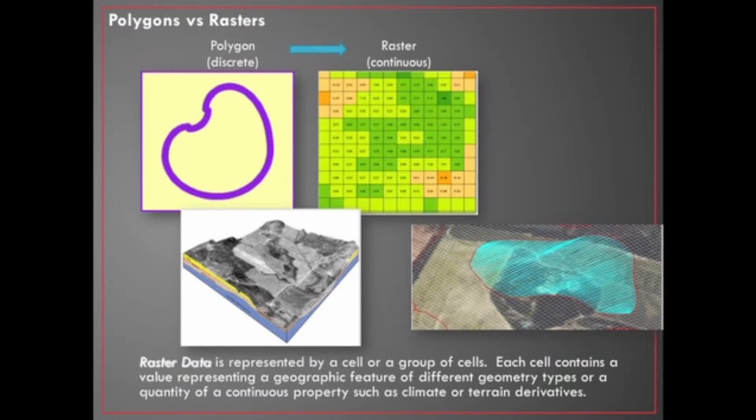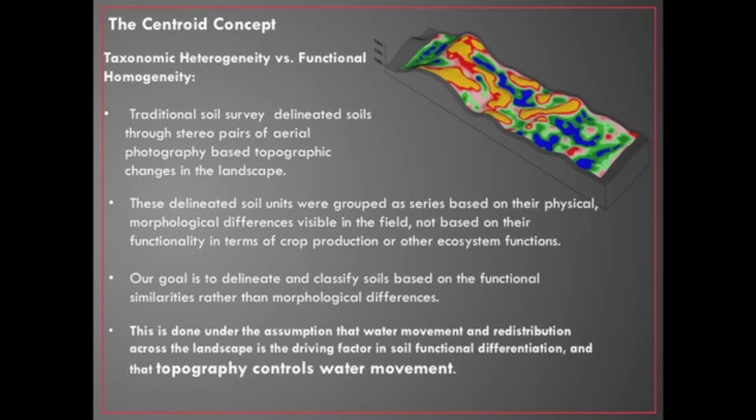These soil units were grouped as series based on their physical morphological differences, so how they look different to the surveyor in the field. They were not grouped based on their functionality. If we look around this room and start grouping each other based on how we look, we would probably first separate the women from the men, then separate people based on skin color, maybe who wears glasses, who doesn't. And if we looked at our groups, it would not be representative of our objectives.